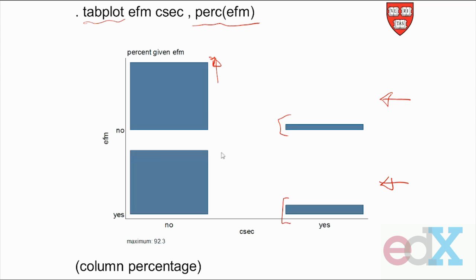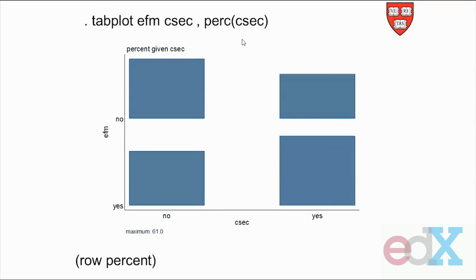It's a little bit higher than this one. We could have taken the percentages instead of the column percentages, we could have taken the row percentages by putting C-sec in there. And that's exactly what we did on the next slide. So there it is with C-sec.